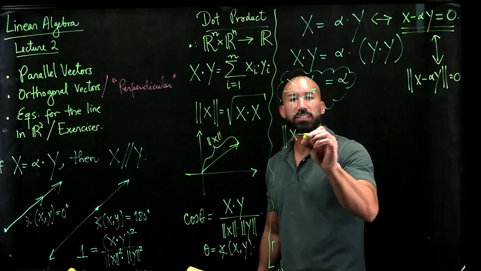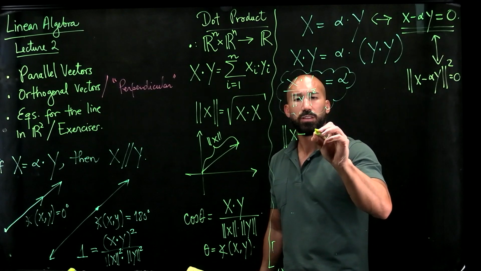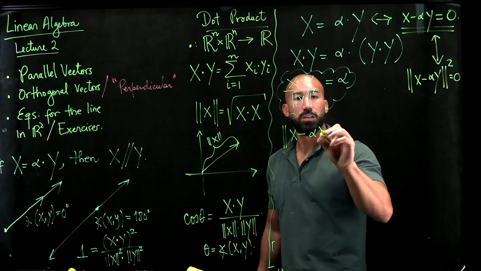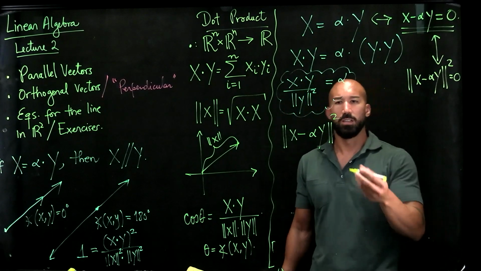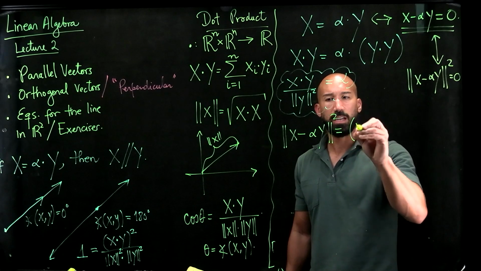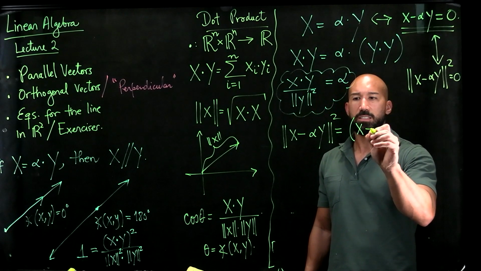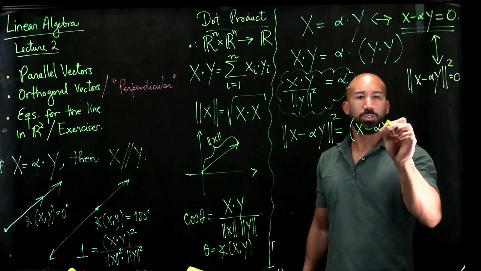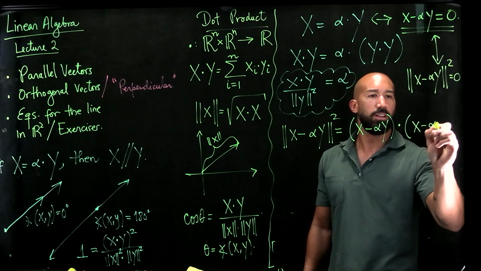Magnitude of x minus alpha y, and I can put the square here just to get rid of that beautiful square root. What is going to be this? We saw last class, it is pretty similar to what we did last class. This is the vector x minus alpha y dot product itself.